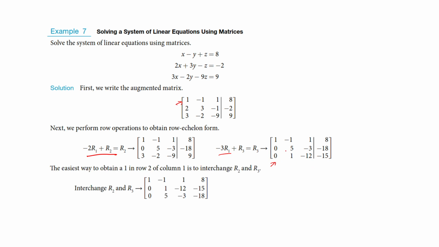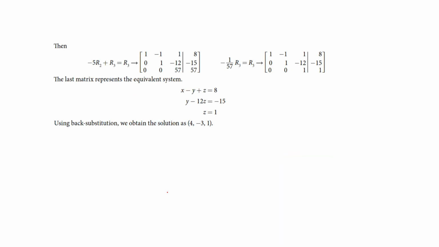Okay, so next they want to turn this into a 1. You would do that. Oh, you could, yeah, I didn't think about that. So they've interchanged row 2 and 3 in order to make that happen. That was clever. So now they've got their 1. So a -5 times row 2 will help us get rid of row 3.